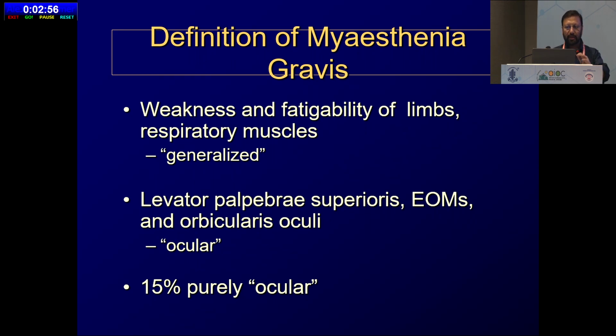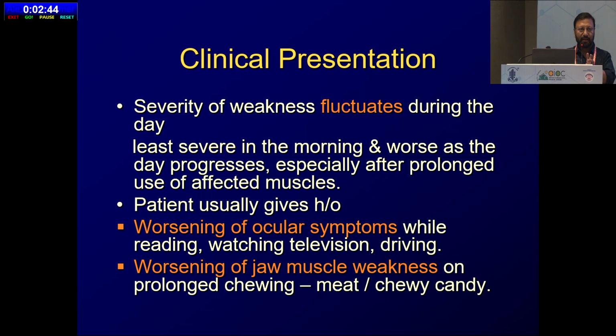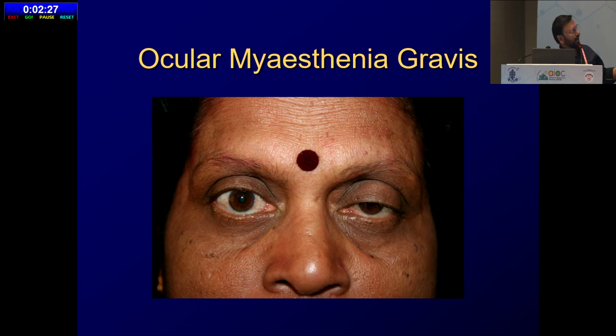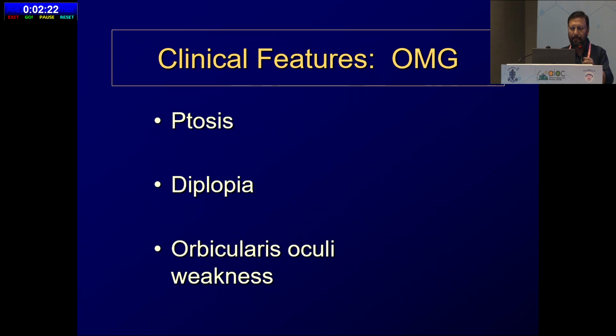Myasthenia, we all know there is variability, there is generalized weakness of either ocular muscles or other body muscles. Sometimes they are purely ocular, only 15%, others are generalized myasthenia gravis. There is fluctuation of the drooping, and worsening of ocular symptoms as the patient is reading, watching television or driving, and worsening of jaw muscle weakness and all that stuff. So the worsening factor is there on exertion or on getting fatigued. Here it looks like a simple case of ptosis, but actually she had ocular myasthenia gravis.